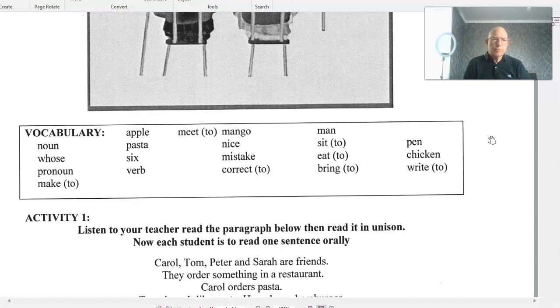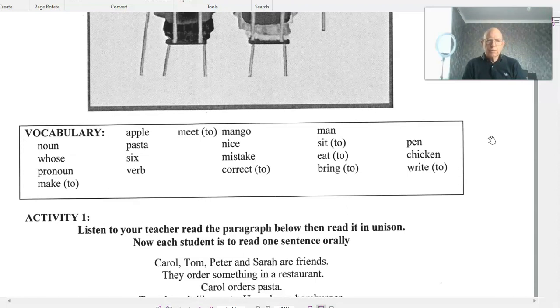The pronoun is a word that takes the place of a noun without naming it exactly. So it would be like if I say he went to the store, he is replacing somebody's name. So John went to the store, he went to the store. A pronoun takes the place of the noun in that situation.